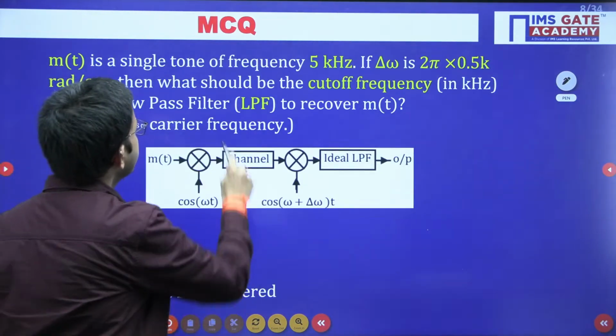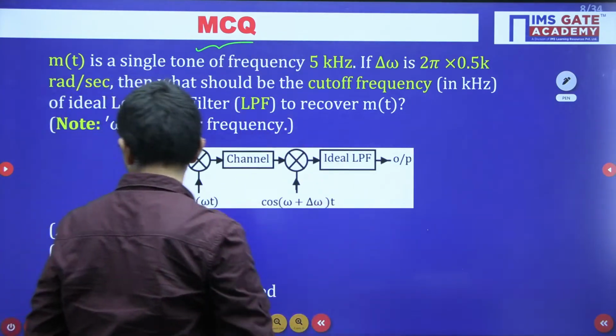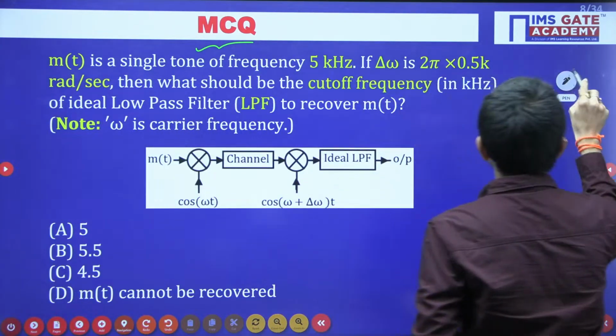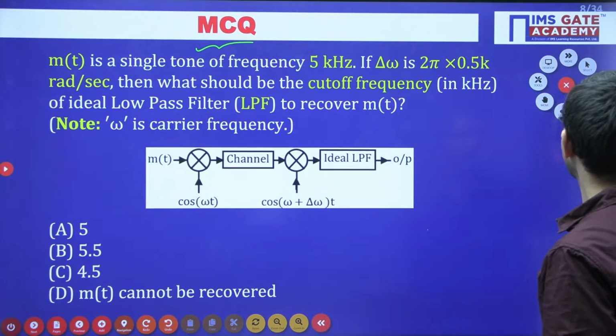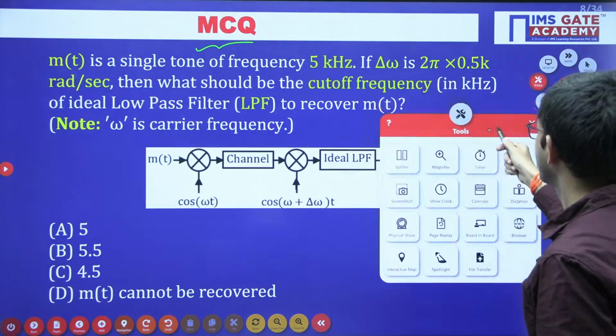So all of you try the next question. This is the MCQ. Obviously, one option will be correct. This is a very interesting question. All of you give it a try.